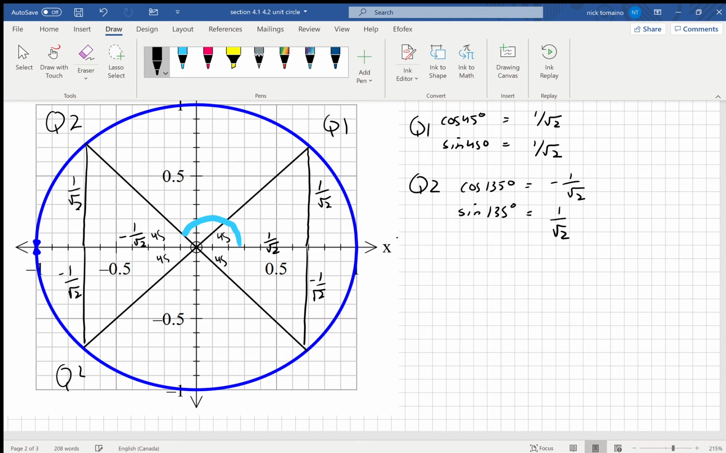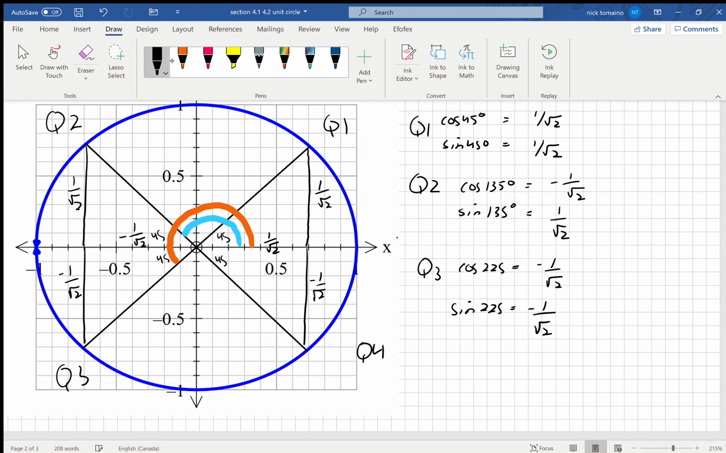This is our quadrant 3. This is our quadrant 4. So quadrant 3, our angle is, okay, that's 180, and then another 45, so that's 225. So we're going to have the cos of 225 is equal to, okay, and it's this triangle here, so the cos is the adjacent, so it's going to be negative 1/√2. And the sine of 225 is going to equal negative 1/√2 as well.